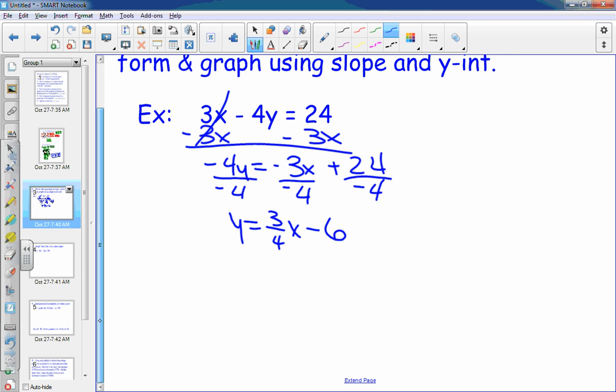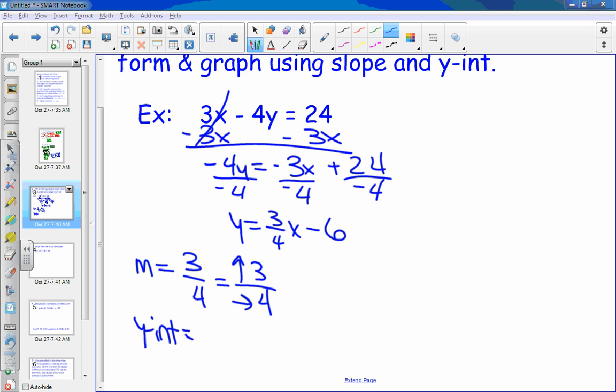So now it says state the slope and the y-intercept. What is the slope? What does that mean graphically? Rise 3, run to the right 4. What's my y-intercept? So now, after I found my slope, I need to find my y-intercept. What's my y-intercept? 0, negative 6. So I'm going to come up here and I'm going to graph this.